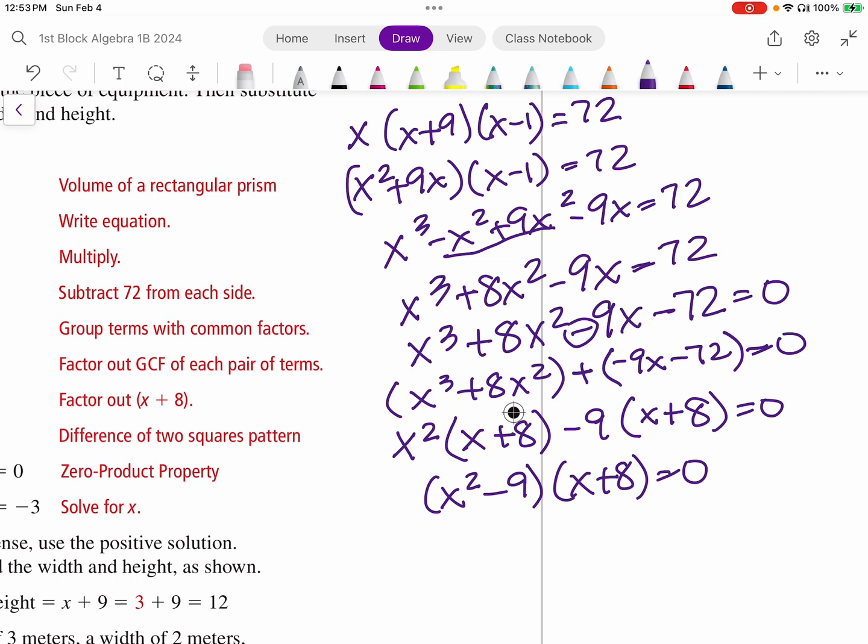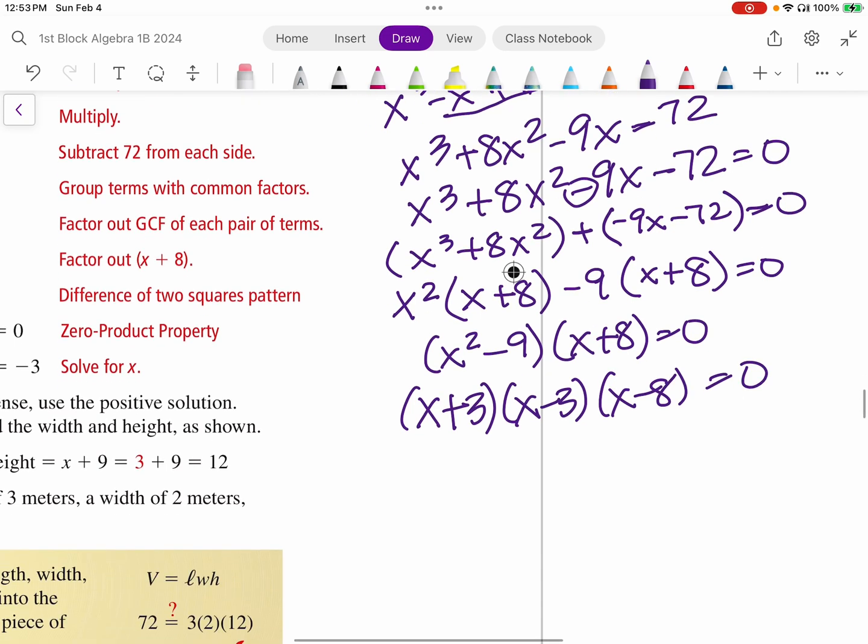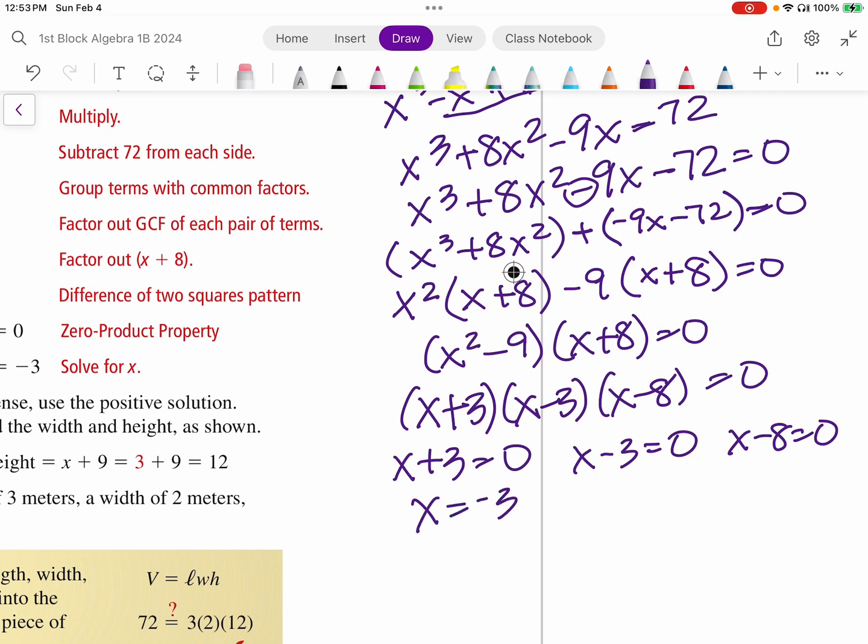I see a special pattern. I see a difference of squares. x squared minus 9 is the difference of squares. That's going to give us x plus 3, x minus 3, and x plus 8 equals 0. We set each of them equal to 0 and solve. So x could equal negative 3, x could equal 3, x could equal, oh, that's not minus 8, that's plus 8, negative 8. Only one of those is reasonable.